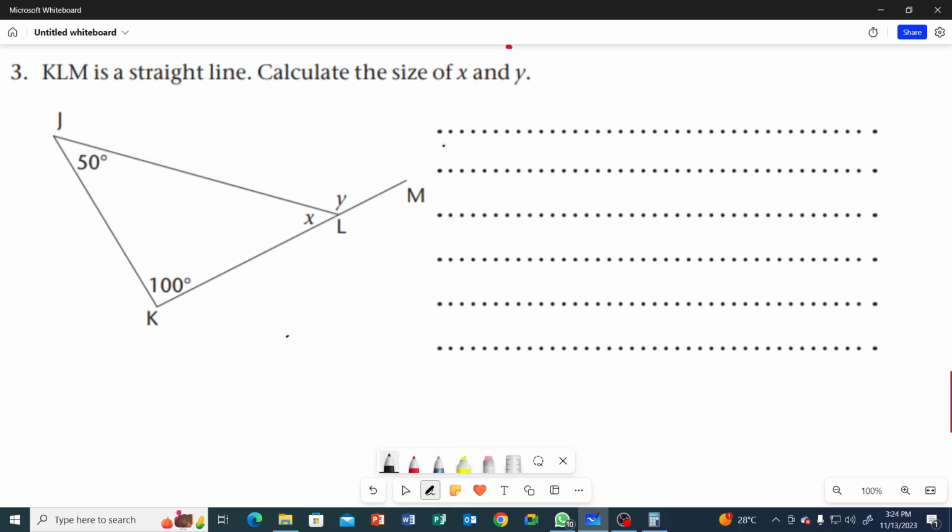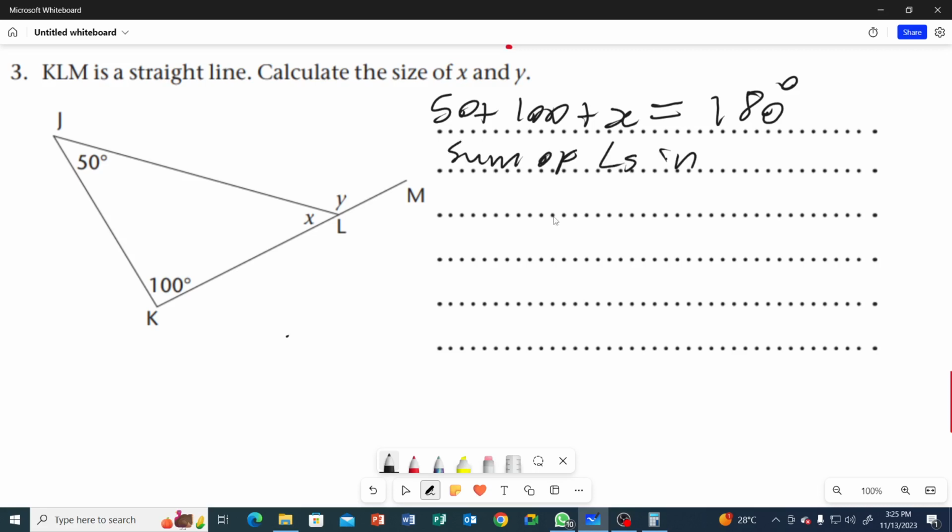Yes. Now I will say 50 plus 100 plus x, they must equal 180 degrees. Reason: sum of angles in a triangle.